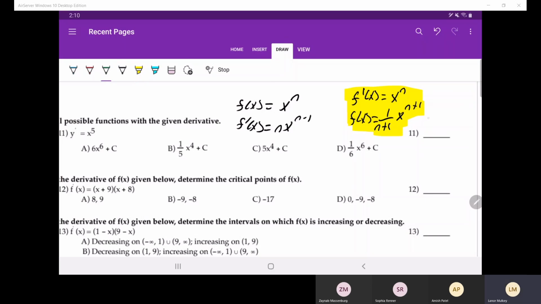So what we want to do, so you have x to the 5th, so you do 1 over 5 plus 1, which is 6, times x to the 5 plus 1, which is 6. And then plus any arbitrary constant, which we name as c. Everyone follow along there? Any questions over that?